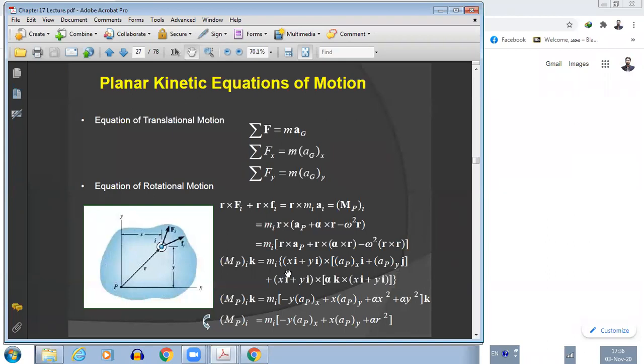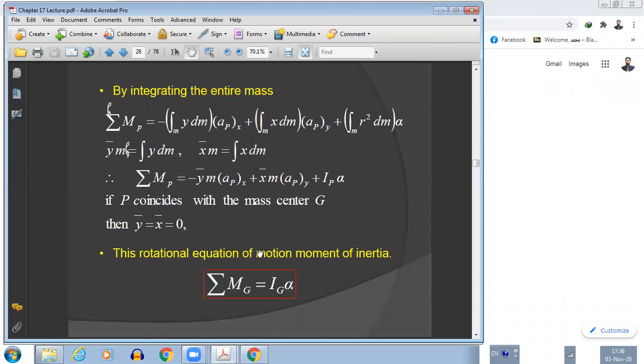Okay, so now planar kinetic equations of motion. This is the next topic. Previously we used to deal with summation F equals ma. Now we are not going to deal with just summation F equals ma. It will also be there, but at the same time now we are dealing with a solid body, and the solid body can rotate. So here we will have summation of moments equals IG into alpha. This will also be there.